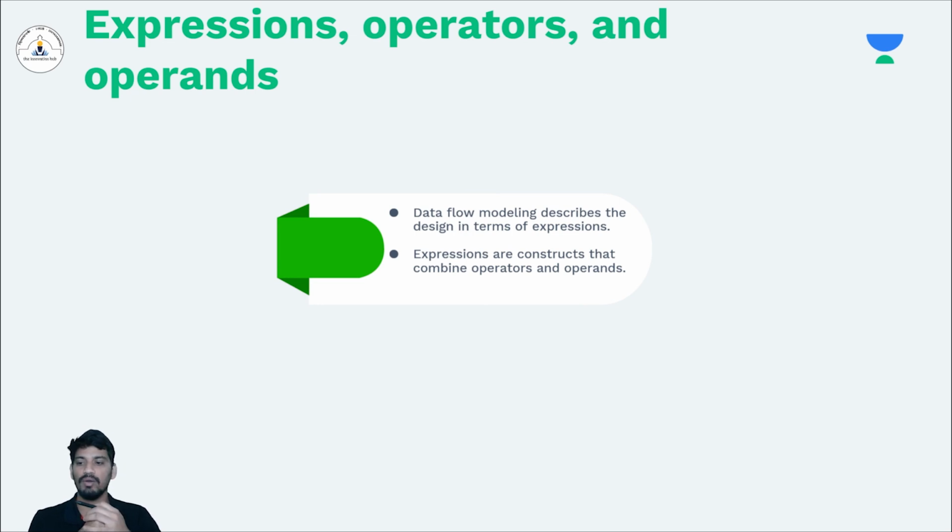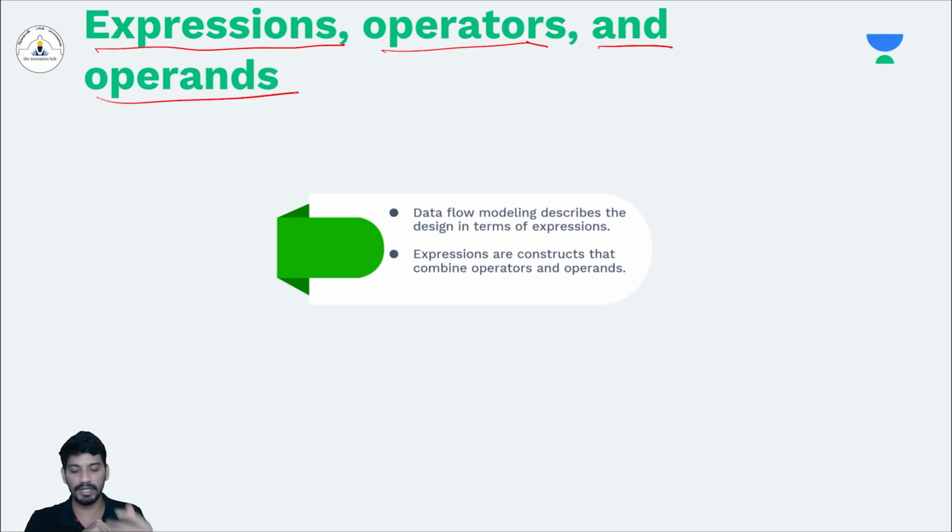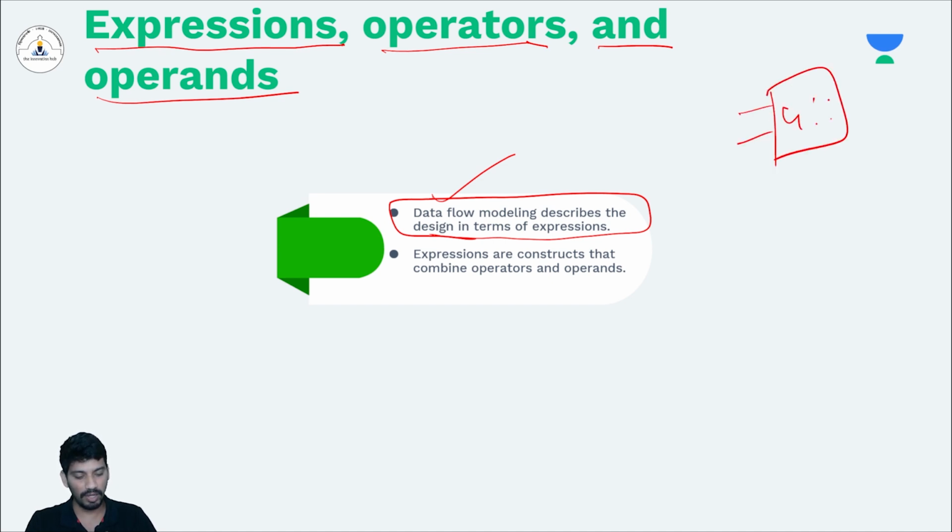So once we have a clear-cut idea of how to use the assign statement and how to give the delays in assign statement, now we'll see the three most important things in data flow modeling, which are: what are expressions, what are operators, and what are operands. Data flow modeling describes the design in terms of expressions, but not in terms of logic gates, as in the case of gate level modeling. In gate level modeling, we describe our design using logic gates, but in data flow modeling, we describe the design in terms of expressions.